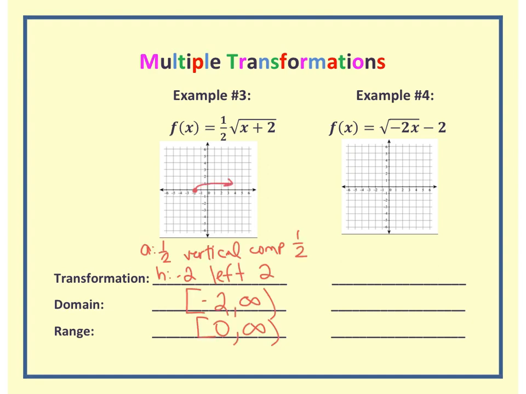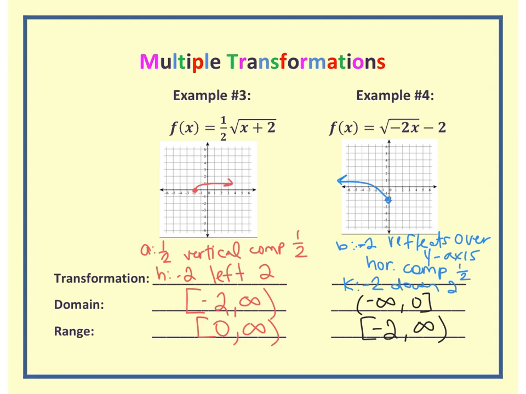Okay, my transformation was a vertical compression of 1/2. My h, I always change the sign of whatever is underneath the radical. So my h was really a -2, so the graph went to the left 2. Now remember, your domain is affected by your h and k. So this graph is going from -2 to infinity. My range is going from 0, and it's going to go up forever to infinity. Second one's a little bit trickier because you have a b value, which is in a negative. So go ahead and try your best on this one. Let's see how you do.